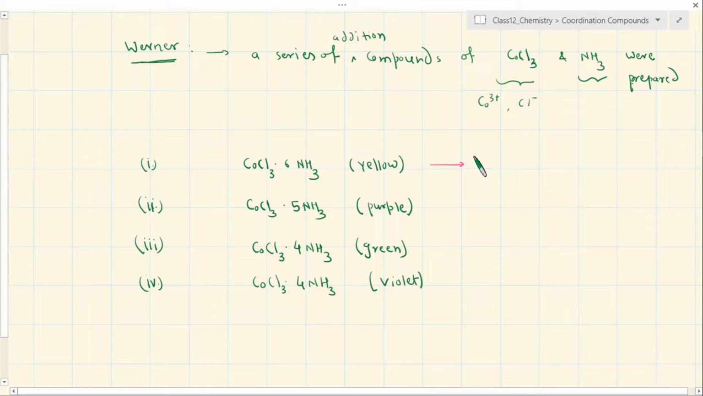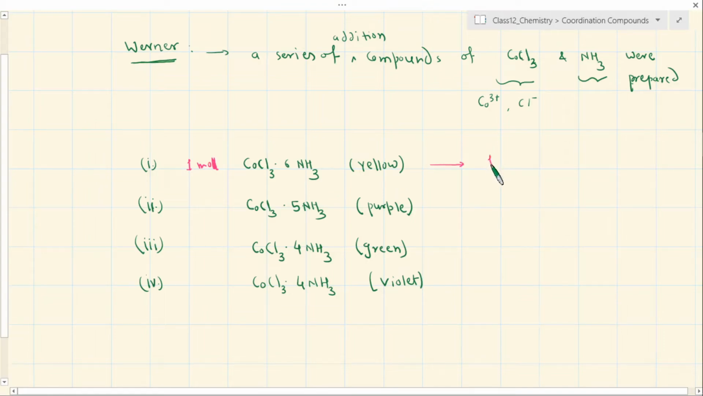White precipitate. You take 1 mole of this and try to see quantitatively how many moles of silver chloride you get. That will tell you how many chloride ions are there in this. This is also another way, apart from conductivity measurement, which can establish quantitative numbers of each of these ions. I am talking about Werner's experiment, the only simple chemistry based experiment. So quantitative analysis can also be done in terms of estimating the amount of precipitate.